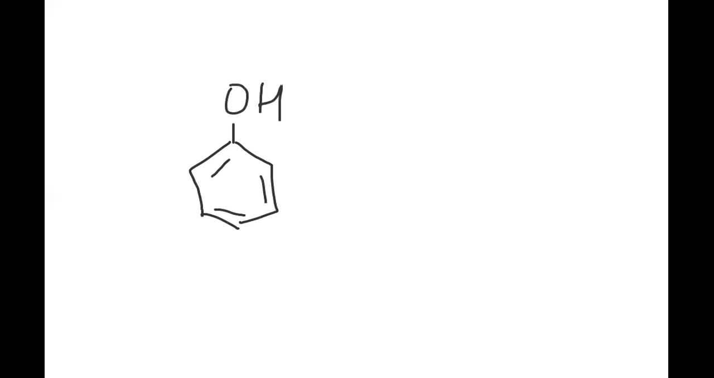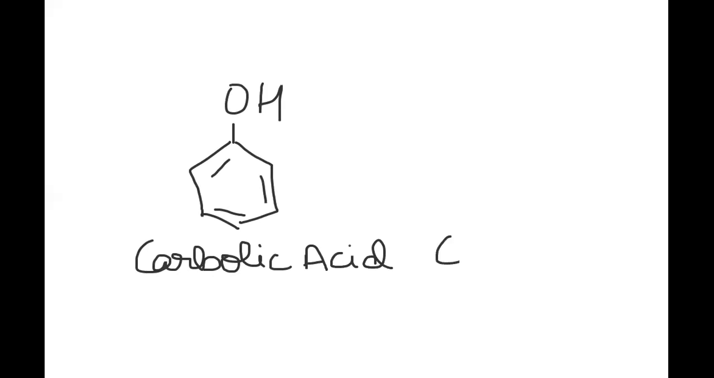Now, this is what we call phenol, also called carbolic acid. It is also called C6H5OH. Now you see the carbon to which the O is attached is actually an sp2 hybridized carbon atom. Why? Because this carbon is bearing a double bond. So whenever there is a double bond, the carbon has sp2 hybridization. So obviously the bond length between carbon and oxygen is going to be smaller.